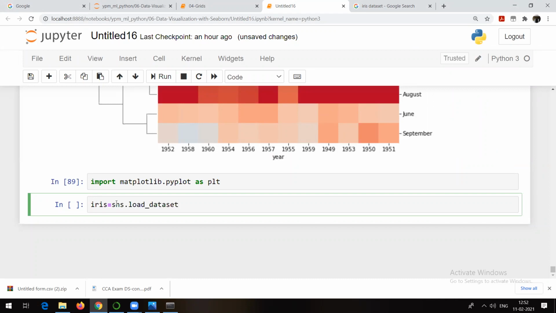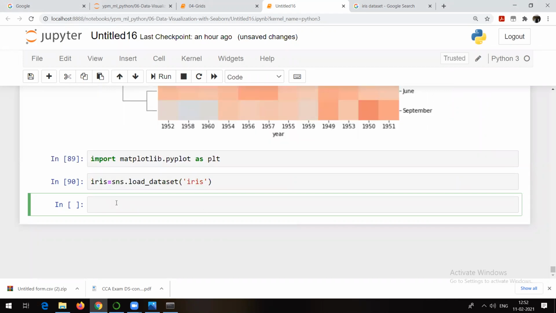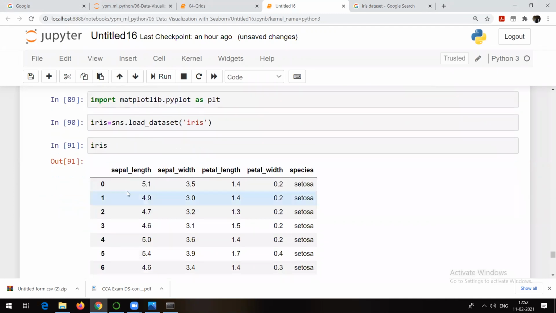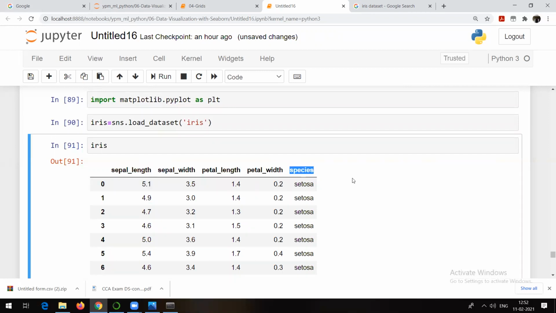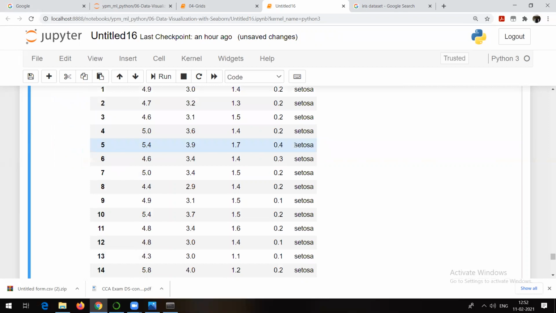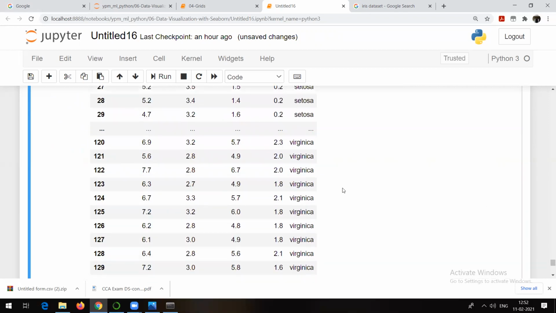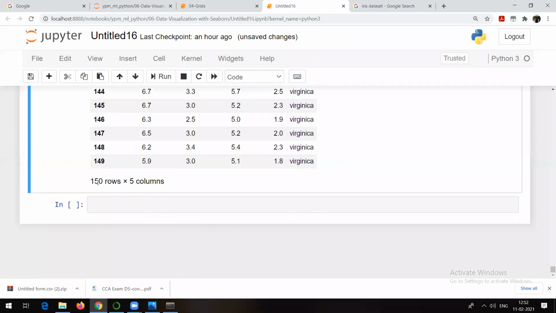sns.load_dataset, and here the name of the data set itself is iris. So I have imported a data set, and let me run it. Now you can see sepal length, sepal width, petal length, petal width, and the species. There is setosa, virginica, and versicolor. These are the species actually. We can check that 150 rows and 5 columns are there.